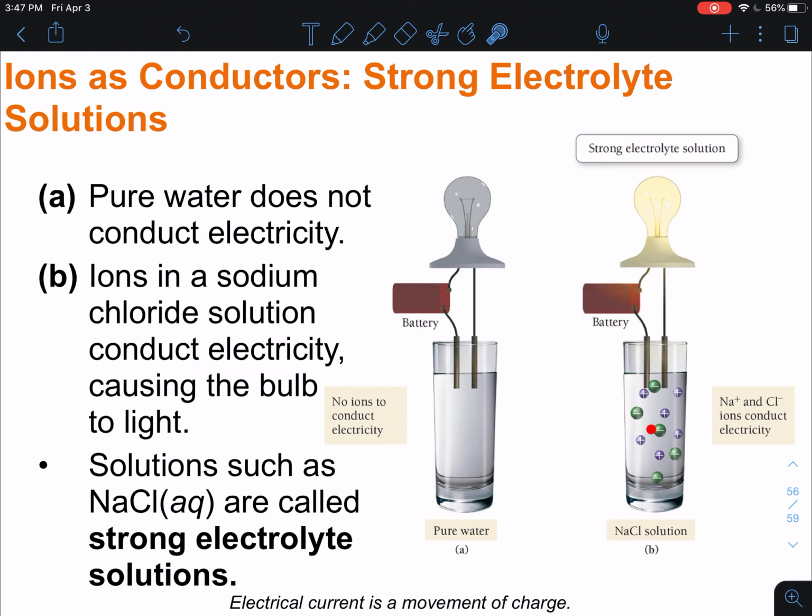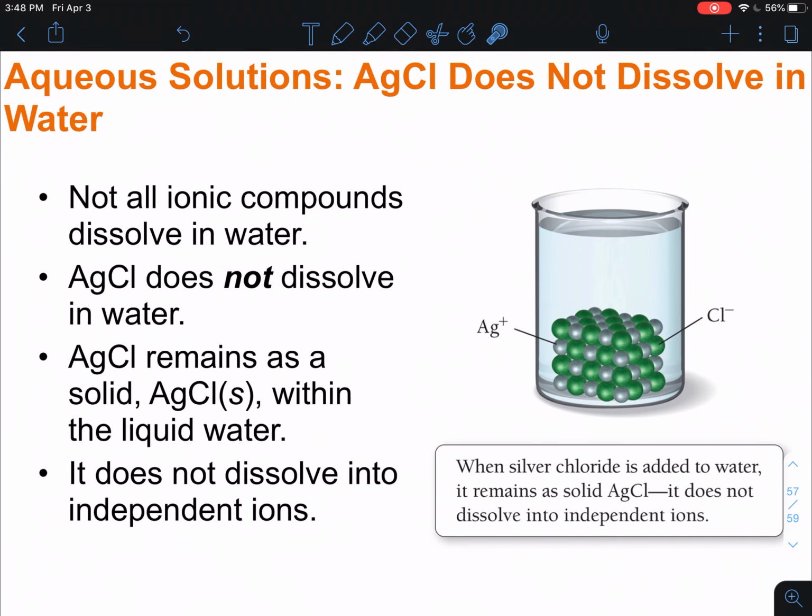So the current can flow from the cathode to the anode, I think is what it is, and then goes from the battery back to the light. Again, take-home message: you don't have to know about cathodes and anodes. You don't have to know about electricity. It's just important maybe to know that electrical current is the movement of charge, but long story short, strong electrolytes conduct electricity. So if you fully dissociate, you conduct electricity in water.